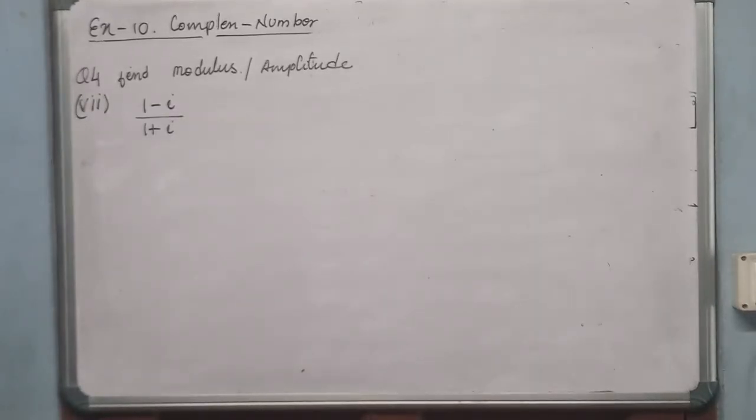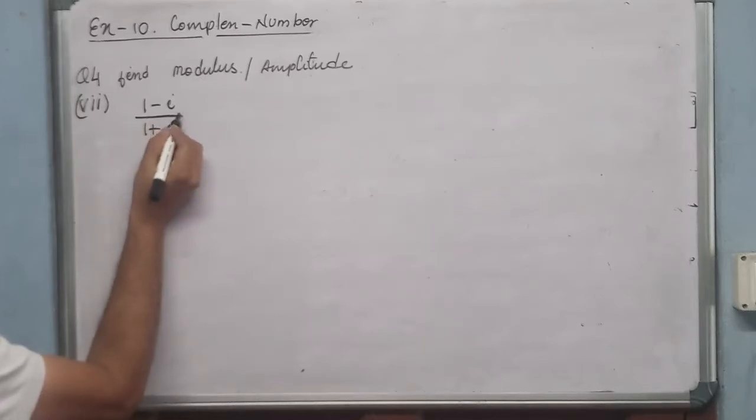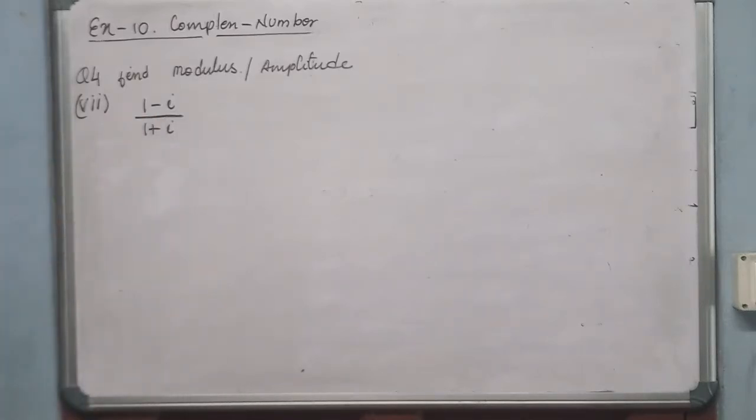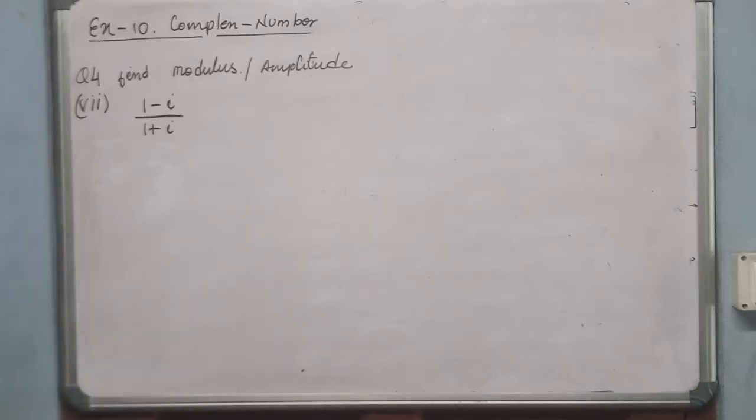Now dear student, another question. Minus 1 minus i over 1 plus i. Find the modulus and amplitude. Directly we cannot calculate the modulus and amplitude if the complex number is in terms of numerator over denominator. First of all, you have to simplify this complex number, and you have to write it in the form of a plus ib or a minus ib. Then only we can find the amplitude and the modulus.